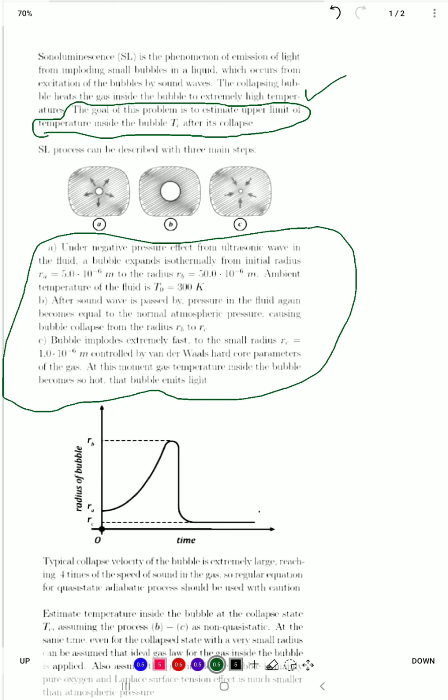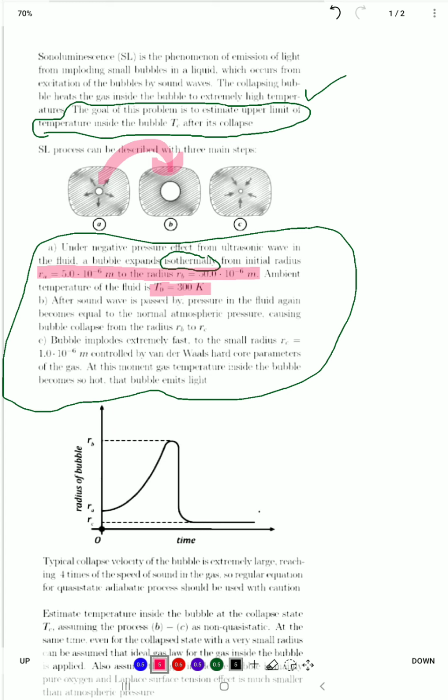Under negative pressure effect from the ultrasonic wave in the fluid, the bubble expands isothermally. So the bubble will expand isothermally. We have to point out some important words. From radius RA to the radius RB, which is given as 5.2 × 10^-6 meter. So it is a considerable increase. The ambient temperature of the fluid is T naught, which is 300 Kelvin.